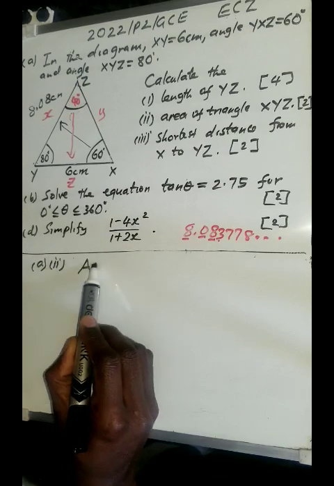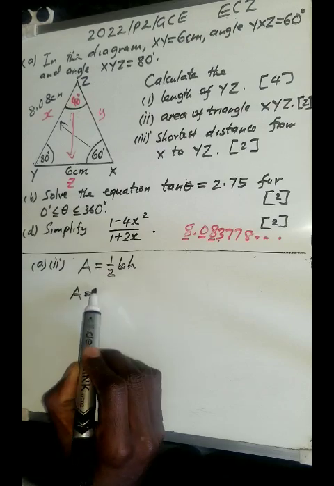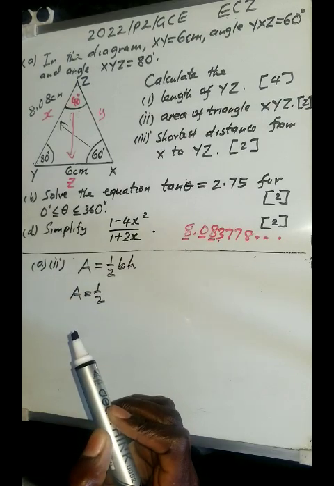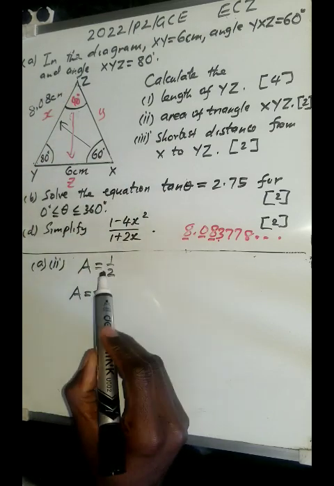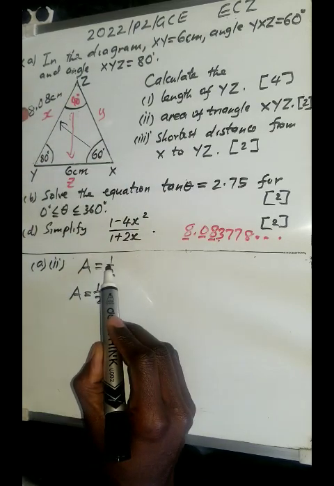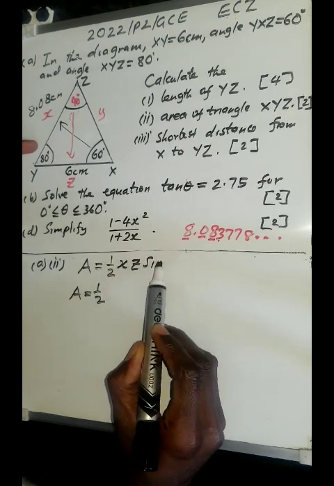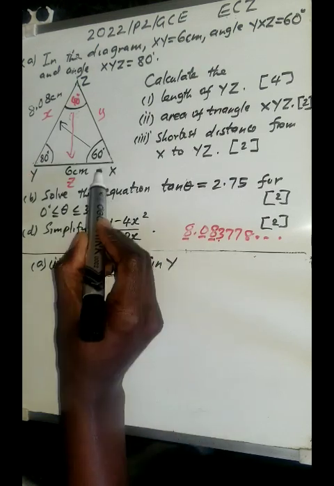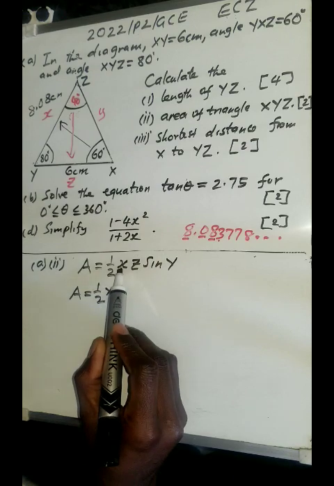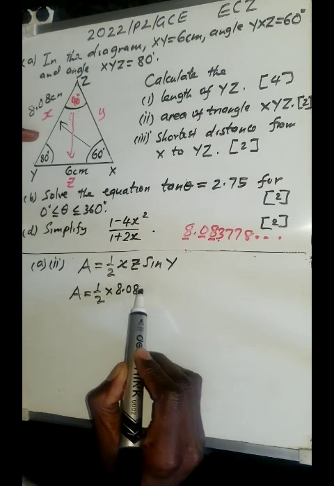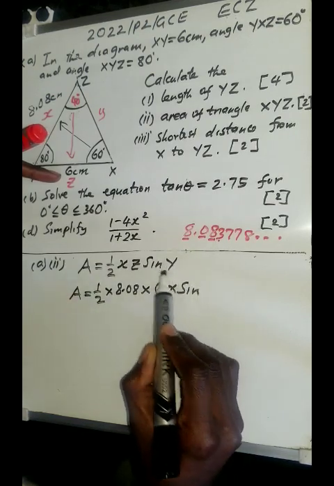So the area of the triangle, according to the area rule, is simply going to be half, you use these two sides, so that would be x times z, then sine of the angle where these two lines are intersecting, which is angle Y. All right, so it will be half times, what is my x? It is 8.08 multiplied by z, which is equal to 6, multiplied by sine, what is Y?